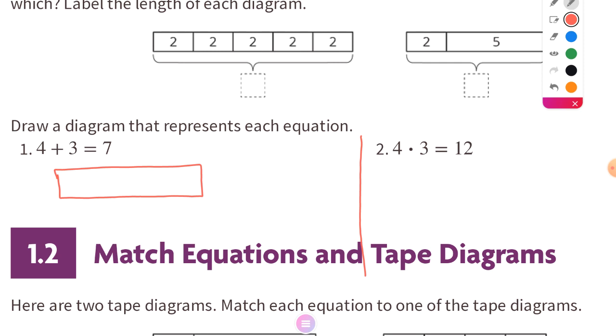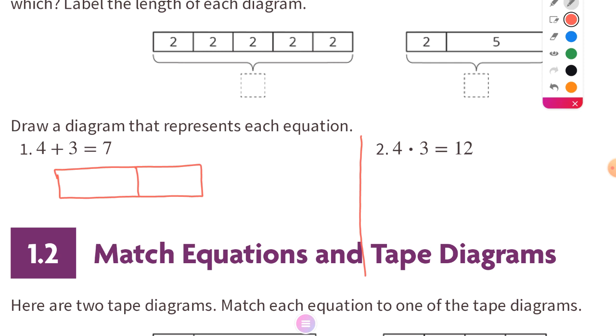Who thinks they know how I can model 4 + 3? Maddox? Make the line a little further to the right and write 4 in one box, 3 in the other. Your boxes don't have to be perfect, but if one number is obviously bigger than the other, make one box bigger than the other. Like he said, just make the one box a little bit larger.